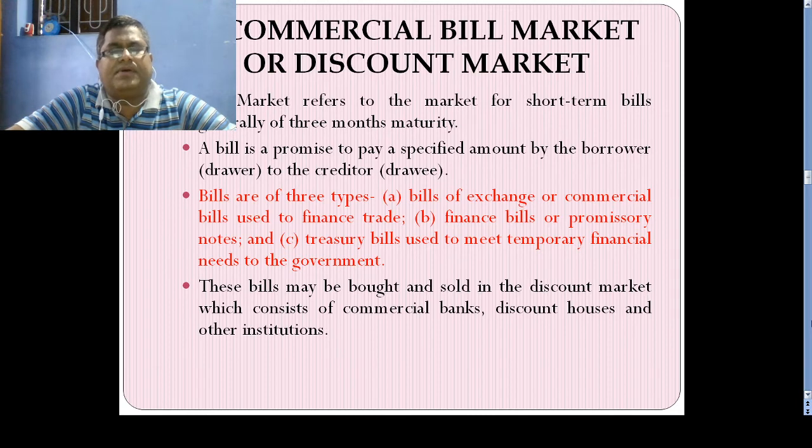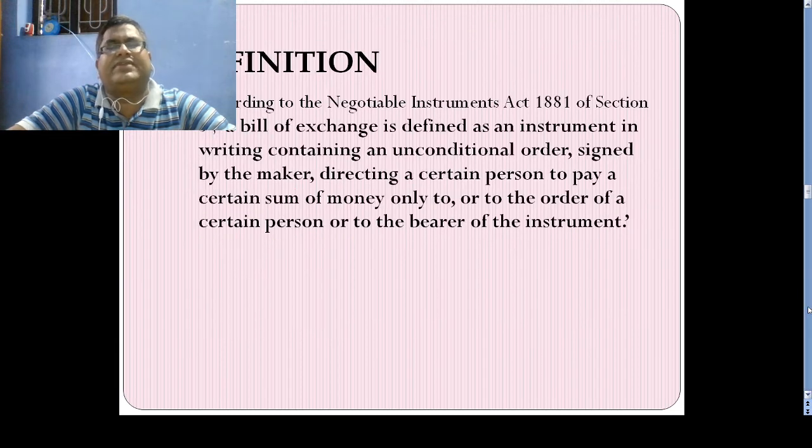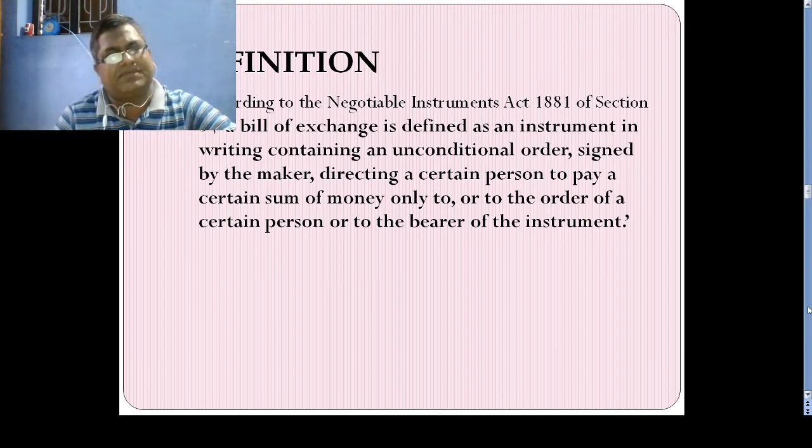These types of bills can be bought and sold in the discount market. The bill market is a market where short-term bills, generally of 3 months maturity, are traded. Bills of shorter maturity, from 1 day up to 3 months and a few days, are covered under this type of market. There is a definition in the Negotiable Instruments Act: the bill of exchange and the promissory note. These are the types of bills traded in this market.